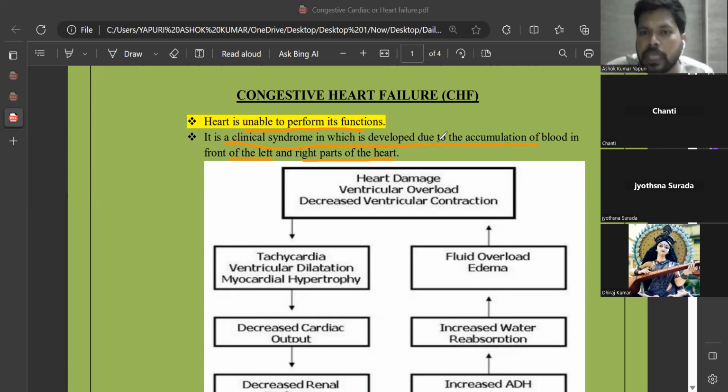Okay, so let's see a flow chart to get some details clear. So what is happening here? There is heart damage, overload in the ventricles, and decreased ventricular contraction. What is happening mainly in congestive heart failure? There is damage to the heart because of excess overload of fluid or blood in the ventricles and decreased ventricular contraction.